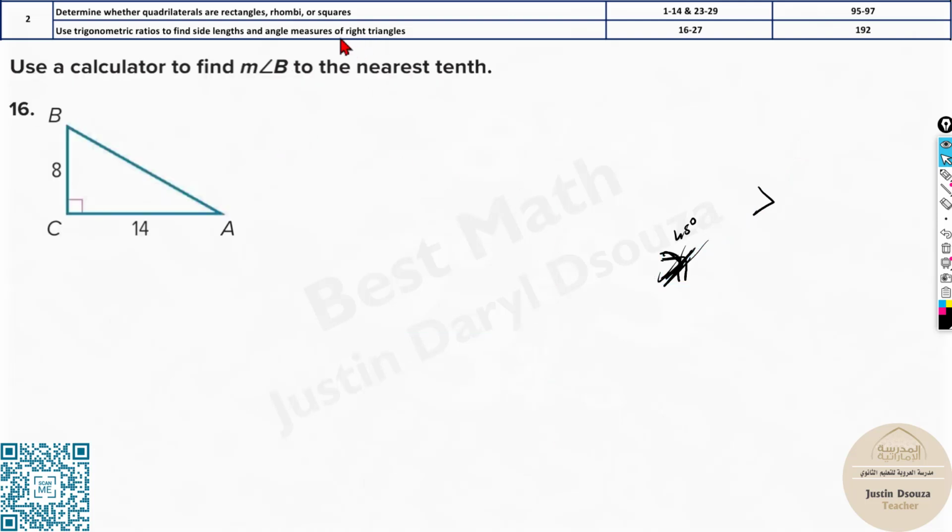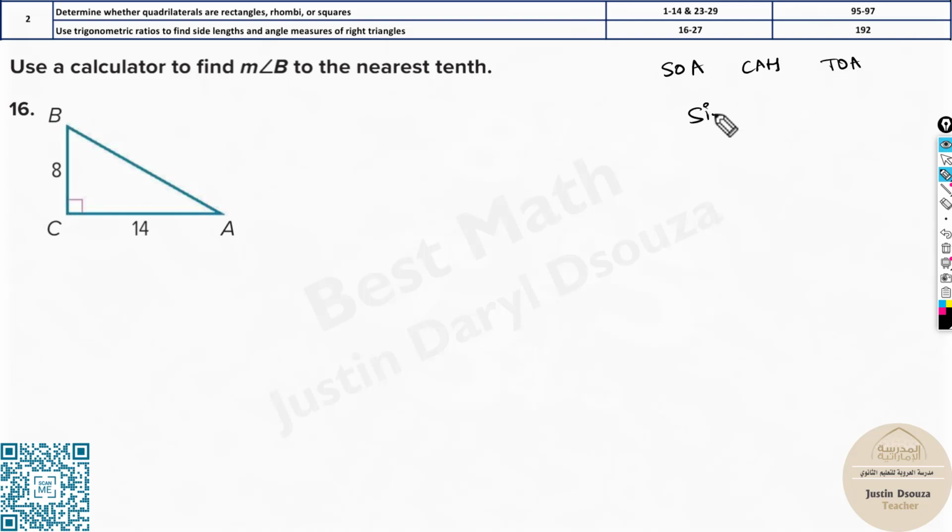And now we move on to the trigonometric topics. Now we have to use a calculator to find the measure of B. Before we move on, I'll just write the formulas of trig functions. You can easily remember this by SOH CAH TOA. It's SOH, CAH, TOA. Now it's up to you. You can use other acronyms as well.